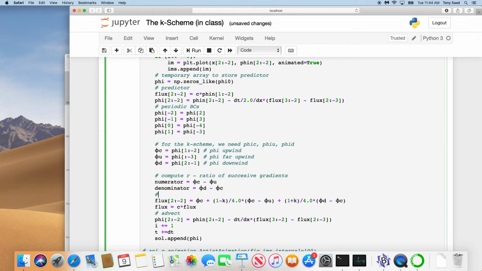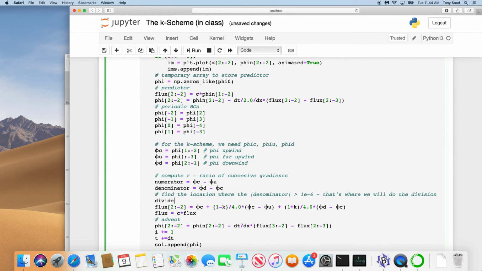Sorry, that took me a minute. Find the locations where the absolute value of the denominator, because we don't want to worry about the sign, is greater than, let's say, 1e to the minus 6. Okay, that's a reasonable value. That's where we will do the division. So for the divide locations, there's a nice thing in NumPy called np.where. It gives you the indices of where a certain condition is satisfied in an array.